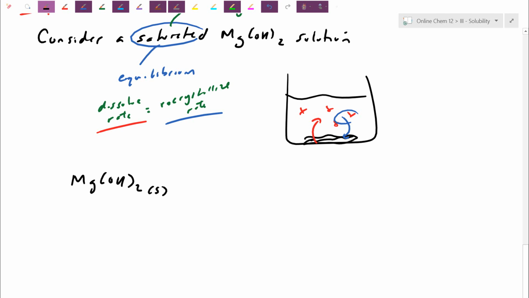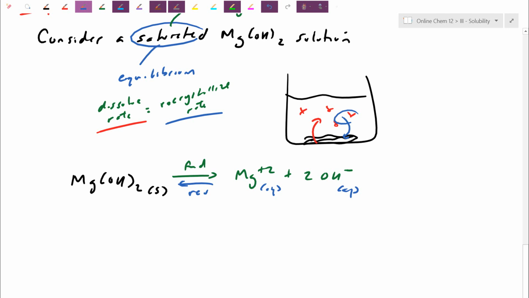This one here is a solid. The dissolving, I'm going to say, is our forward reaction. That's going to dissociate to become magnesium ions and 2 hydroxide ions. Because we've said saturation, because we're at equilibrium, there is a recrystallizing rate here. That's the reverse reaction here. That takes these aqueous ions and recrystallizes them back out to form MgOH2.